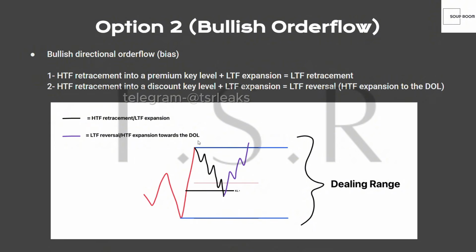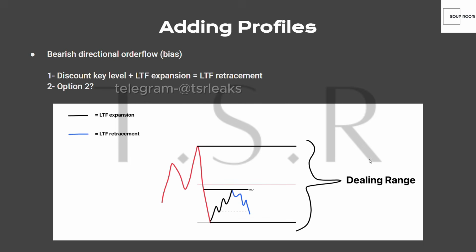So instead of price retracing to a key level in the premium, price instead expands on the lower time frame towards a key level in a discount. After an expansion comes what? A reversal. Reversal off of the key level, turtle soup, entry long, expansion coming next on the higher time frame, reversal coming from the lower time frame. Okay, very straightforward. Now let's talk about the bearish directional order flow.